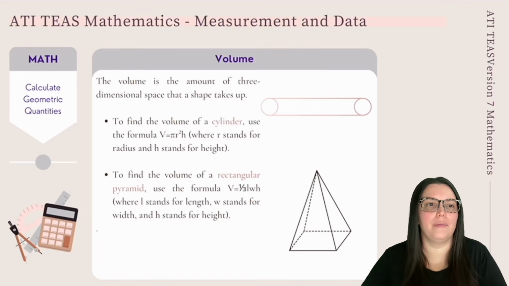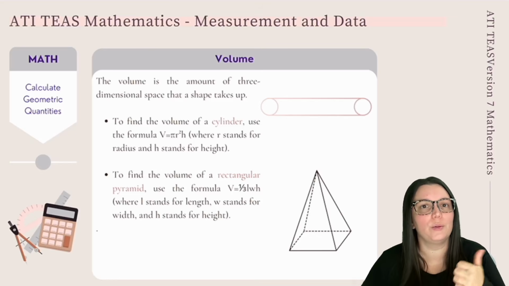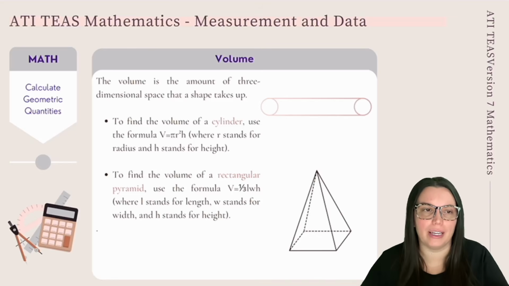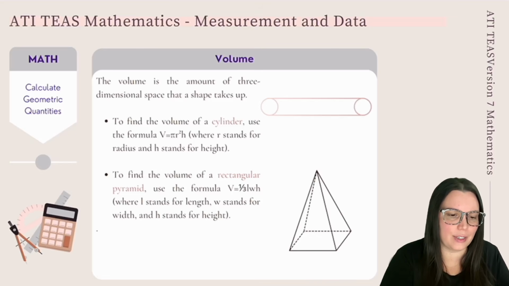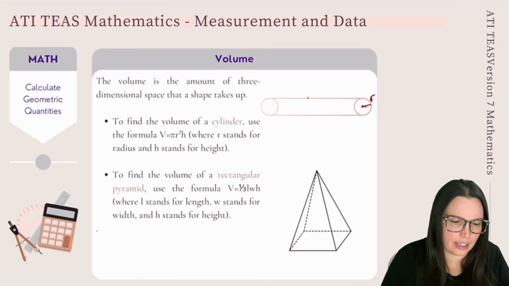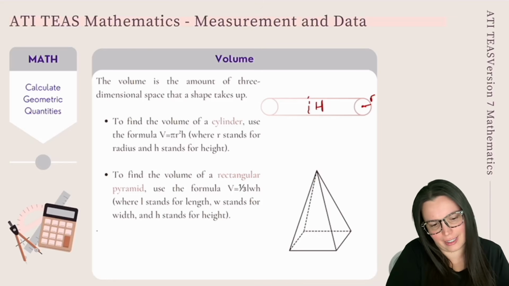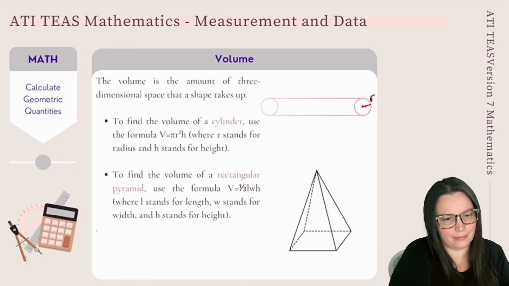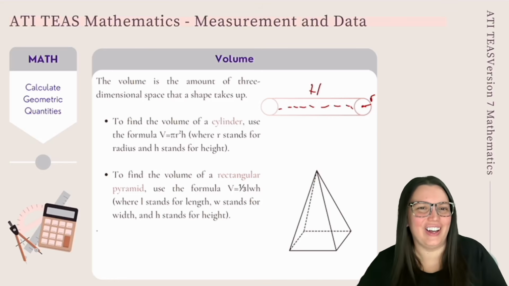You will also need to know how to measure our cylinder as well as a rectangular pyramid, okay? So we have a rectangular prism and we have a rectangular pyramid. Starting with a cylinder, for this one in particular, you're going to need to know pi times radius squared times height, right? So you're going to need to know the radius of one of these ends, and you're also going to need to know the height of your cylinder.